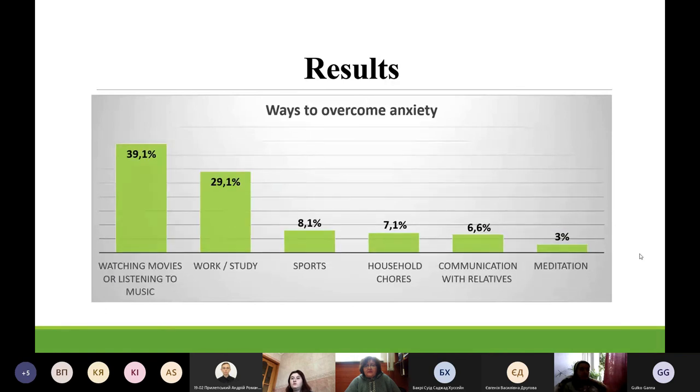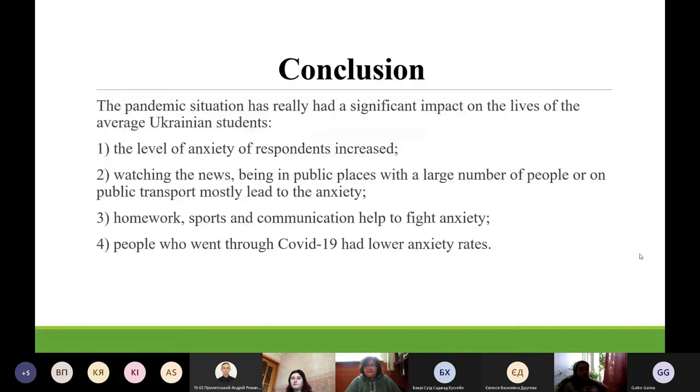Among the ways to overcome anxiety used by respondents, according to them, watching movies or listening to music, work, study, sports, household chores, communication with relatives, and meditation were the most helpful for them. Therefore, we can conclude the following. The pandemic situation has really had a significant impact on the life of the average Ukrainian student. They have an increased level of anxiety. Such factors as watching news, being in public places with a large number of people, or on public transport mostly lead to anxiety. Housework, immersion in work or study, sports, and communication help to fight anxiety.